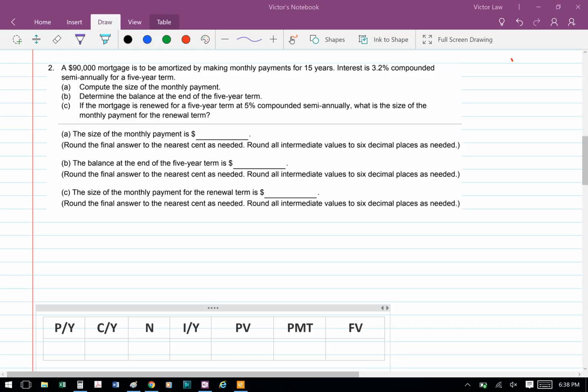Business Math Chapter 14 Pre-Class Assignment Tutorial Question 2. A $90,000 mortgage is to be amortized by making monthly payments for 15 years. Interest is 3.2% compounded semi-annually for a 5-year term. Part A, compute the size of the monthly payments.